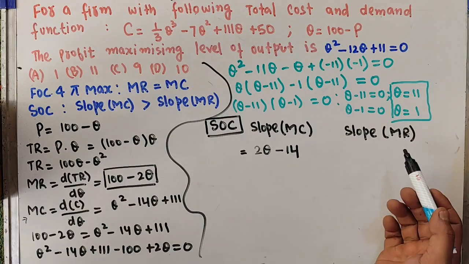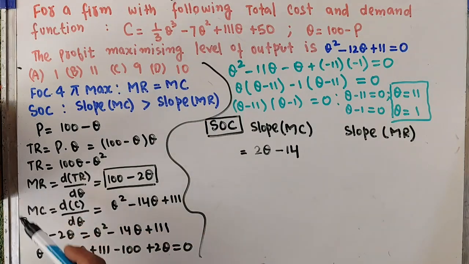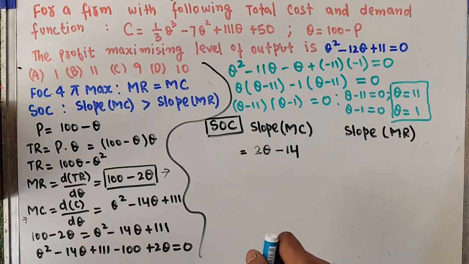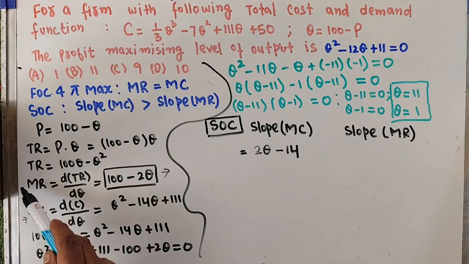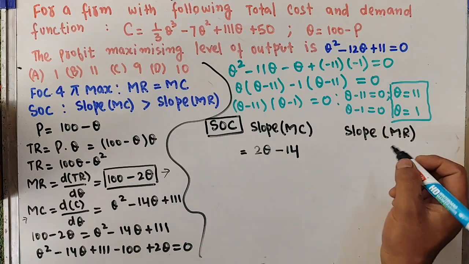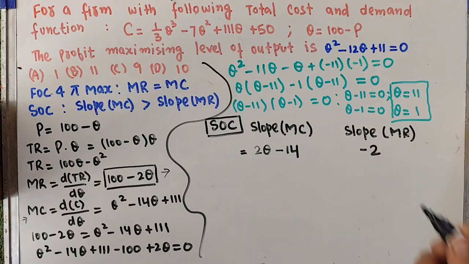What about the marginal revenue function? The derivative of the marginal revenue function gives us the slope of the marginal revenue function. So we need to differentiate the marginal revenue function this time with respect to q. The derivative of q will be 1, the derivative of a constant is 0, so we are left with minus 2.